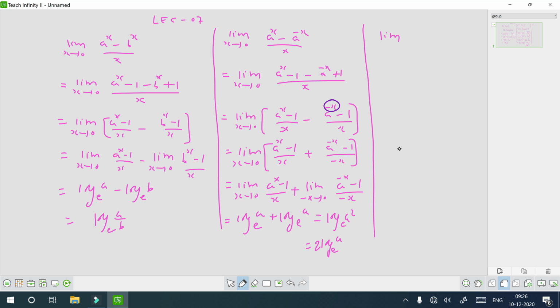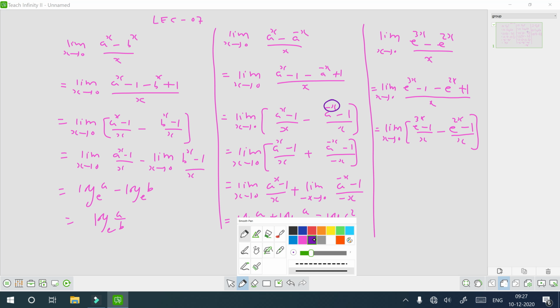Limit x tends to 0, e raised to 3x minus e raised to 2x over x also. Here also we need limit x tends to 0, e raised to 3x minus 1 minus e raised to 2x plus 1 over x. Separate it. That is equal to limit x tends to 0, e raised to 3x minus 1 over x minus e raised to 2x minus 1 over x. Clear?